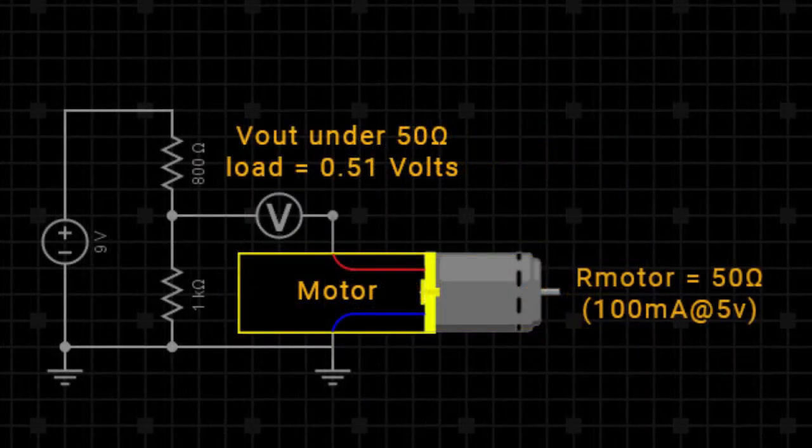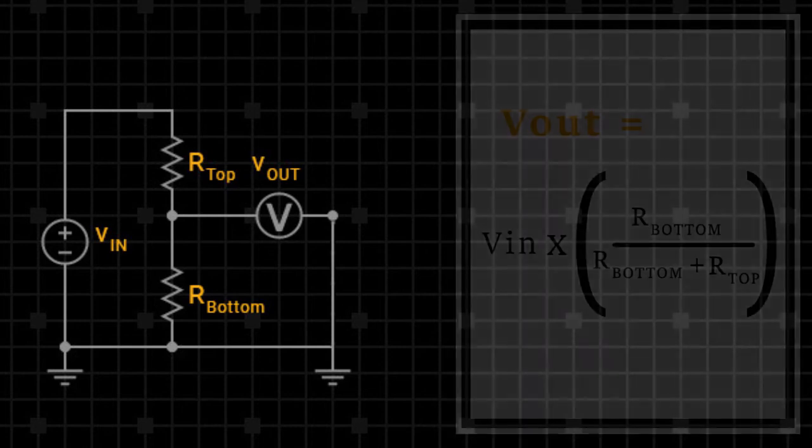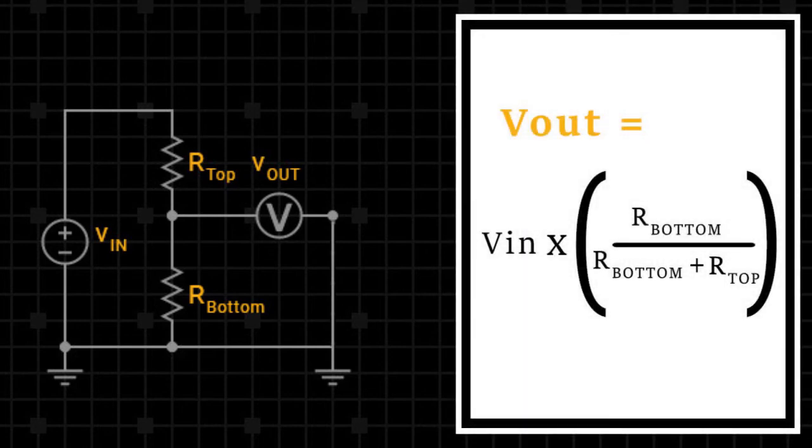But if I try to power this motor that would normally draw 100 milliamps from 5 volts, the voltage drops down to 0.5 volts, and the motor won't work. So this voltage divider would be a terrible power supply for the motor. In general, you shouldn't be using a voltage divider if you have to supply more than 10 milliamps.